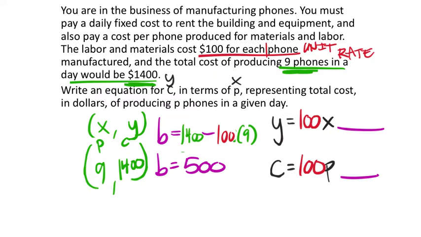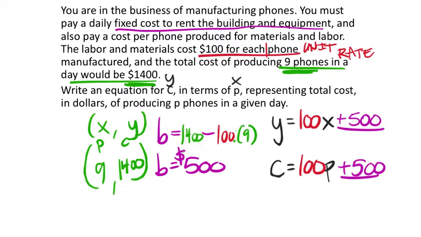Now, this is an interpretation. B should be the fixed cost to rent the building and equipment, which they did not tell us. We had to find that on our own. So that's going to be $500 just to rent the building and equipment. Of course, in Y equals MX plus B, that's plus 500. But we've changed the variables because they told us to. C equals 100P plus 500.